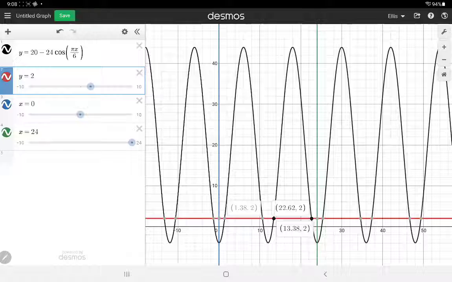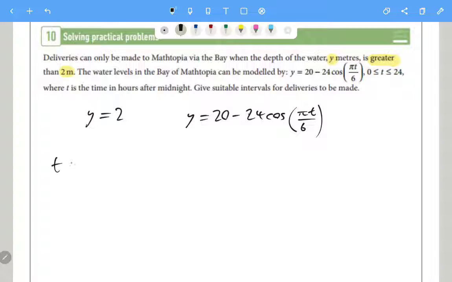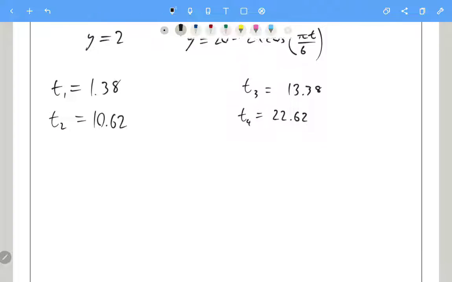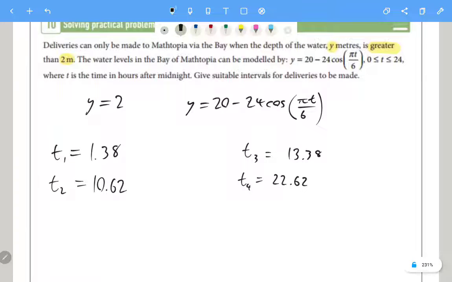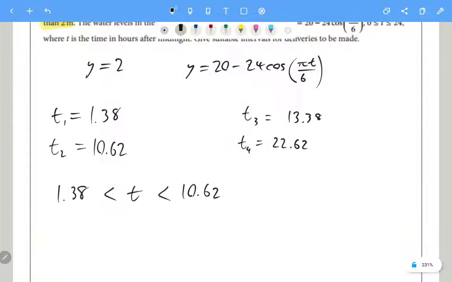So let's just convert these numbers over to the page. So I've copied down all of my t solutions that I found for the range between 0 and 24. You can see I didn't get any that were larger than that. And now I'm just going to change them into intervals. And it's just really important that it's strictly greater than 2 meters. So it means that I don't want when it's exactly 2 meters, I want it when it's greater. So 1.38 less than t less than 10.62, or 13.38 less than t less than 22.62.